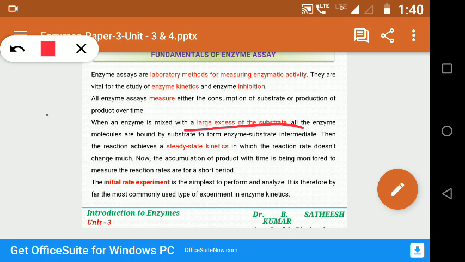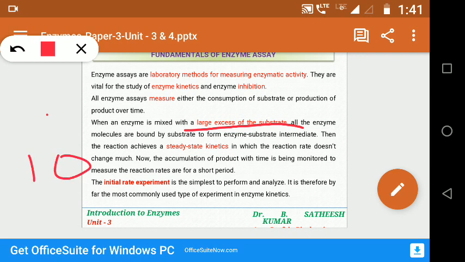We already discussed the factors affecting enzyme activity. In that we discussed that the concentration of substrate will affect the activity of the enzyme. So to nullify the effect of substrate on enzyme activity, we use a large excess of substrate.